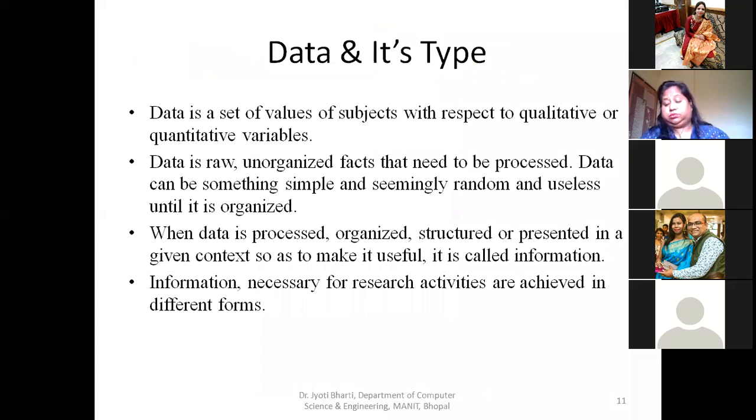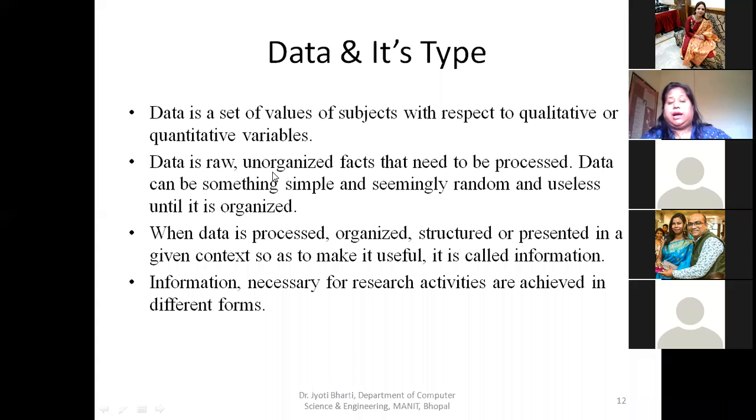The role of data in research is very important, because whatever the content, whatever the formulation, we have to study it on the values. What are values? Values are always in the form of data. It is a collection of information in a subsequent format. It can be in the form of images, numerical values, and lots of things, and it is organized and structured. Data is a set of values with respect to quantitative and qualitative variables.